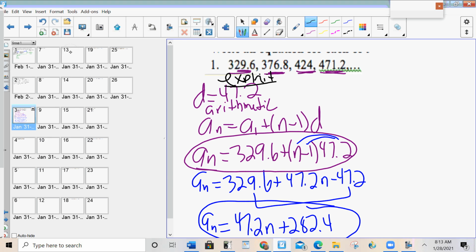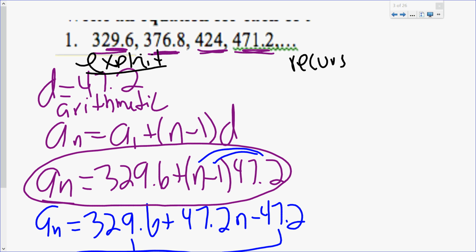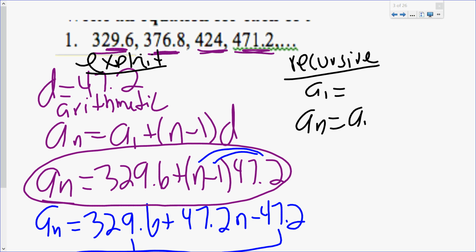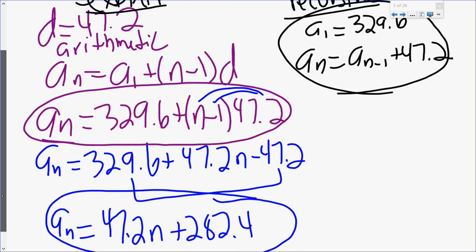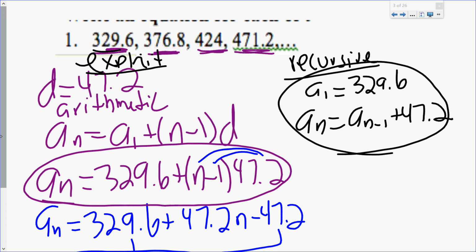Now if I want to do recursive: a1 equals 329.6, and an equals an minus 1 plus something. And then what am I doing to the previous term? Well, I'm adding 47.2. That's my recursive formula, and the purple and the blue are both explicit formulas, and that's what I do. And again, I knew it was arithmetic because I went to my calculator, I subtracted, and they all subtracted to the same amount. That makes it arithmetic, and it makes the common difference whatever that value was.